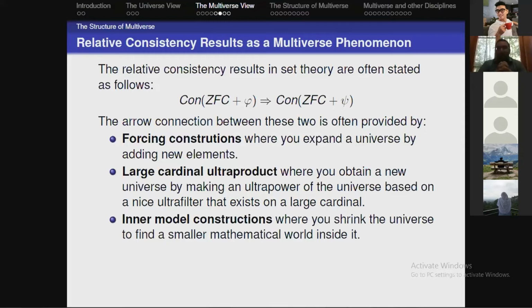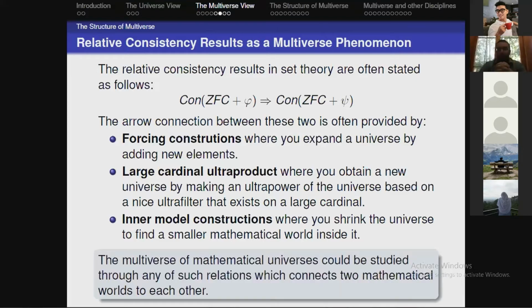Or you can go for inner model construction, where you shrink the universe to find a smaller mathematical world inside it. The multiverse of mathematical universes could be studied through any of such relations which connect two mathematical worlds to each other. So there is a connection between these worlds as well.